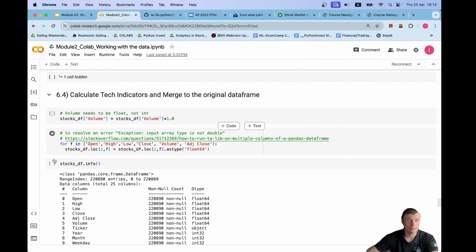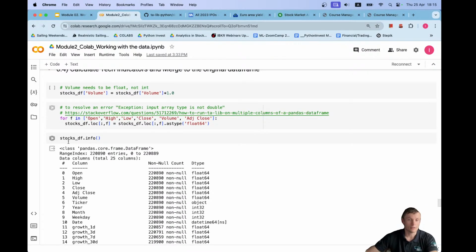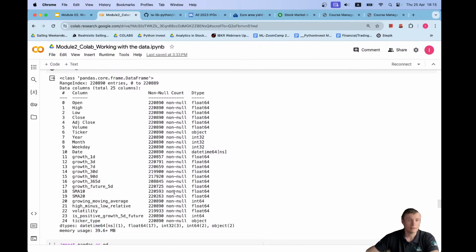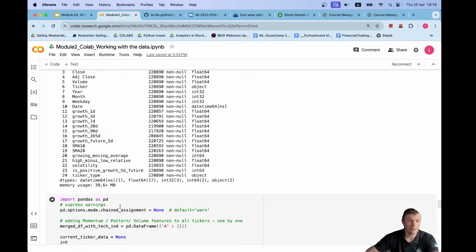So that's how we merge these indicators data. We do some additional transformations. It doesn't like when you send an integer as an input, so I need to have volume as a float. I need to convert all other series into float type as well. And you can see from here we have 220k records of data, and we will expand this list of features with many technical indicators.